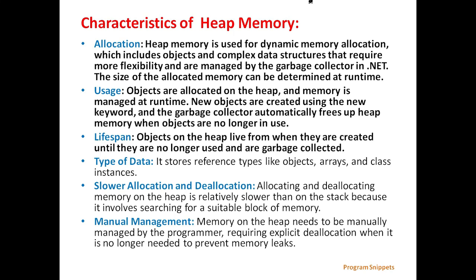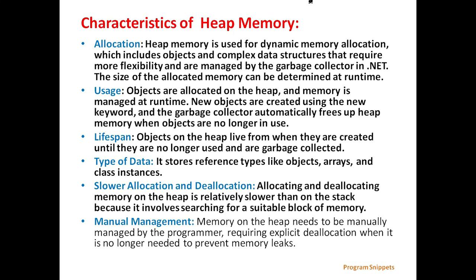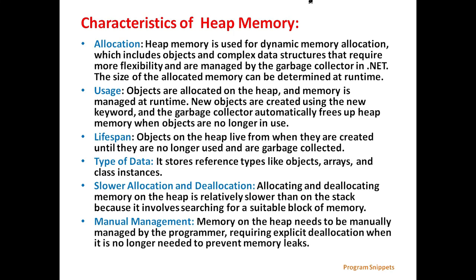Objects on the heap live from when they are created until they are no longer used and are garbage collected. Type of data: it stores reference types like objects, arrays, and class instances. Slower allocation and deallocation: allocating and deallocating memory on the heap is relatively slower than the stack since it involves searching for a suitable block of memory. And manual management: memory on the heap needs to be manually managed by the programmer, which requires explicit deallocation when it is no longer needed to prevent memory leaks.